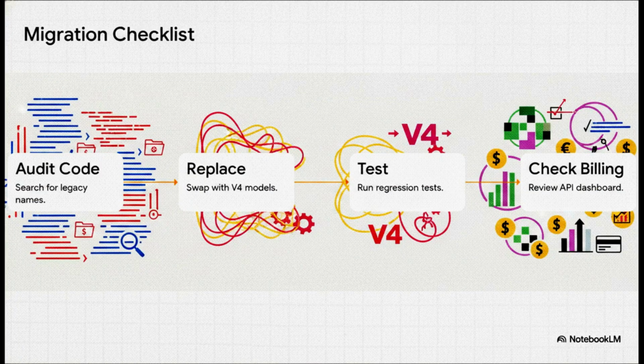So the crucial point here is this 4-step developer checklist. First, audit your code immediately. Grep your entire repository, your .env files, and your LLM gateway routers for those old names. Second, obviously swap out the strings. Third, run your regression tests, especially if you rely on tool calling, which, by the way, is now supported in both thinking and non-thinking modes. And fourth, and this is super important, check your billing tab immediately.